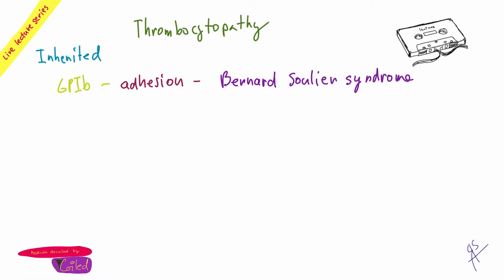Another mutation is which one? And we talked about the receptor again, and that's why we talked about it. GPIIb-IIIa, very good. So if this one is mutated, we call it Glanzmann.